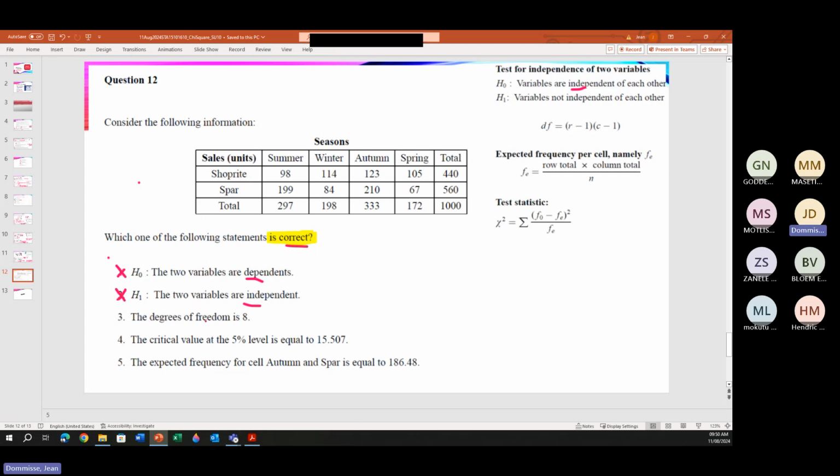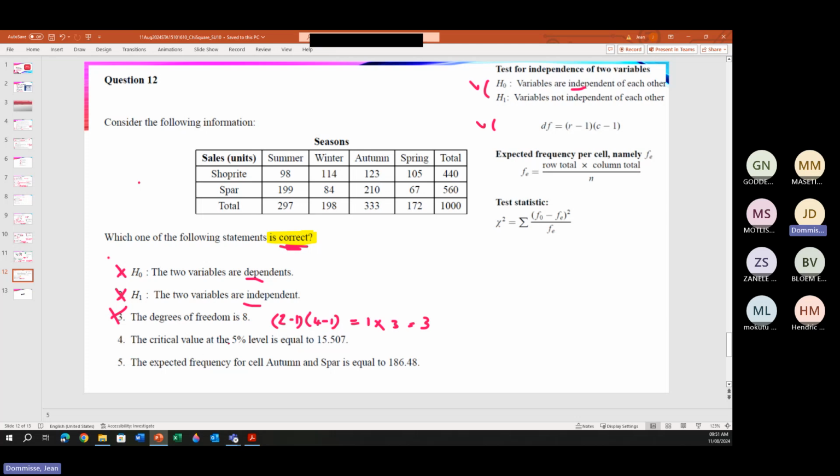Let's look at degrees of freedom. 2 minus 1, and 4 minus 1. So it is 1 times 3, which is 3. So the degrees of freedom is not 8. But still, we're looking for the correct one. Okay, so still we've done that.